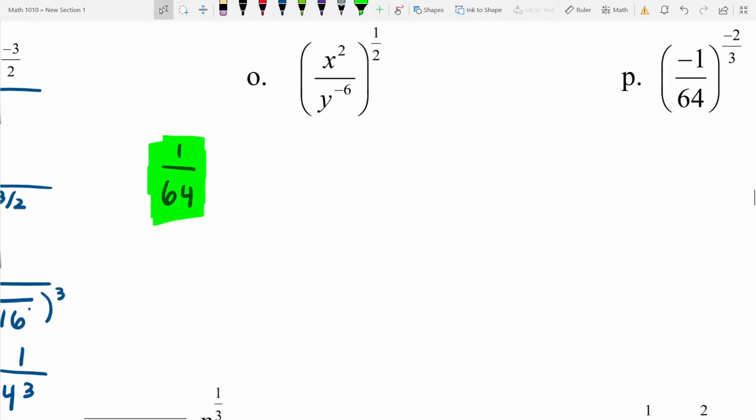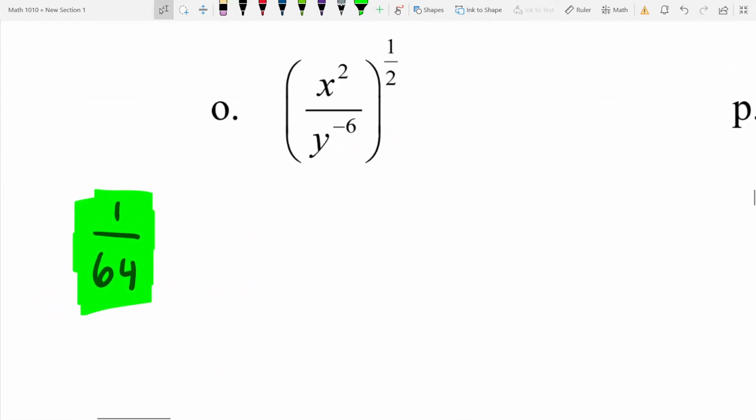Okay, here's O. Lots of different ways to do it. What I would do is I would take care of the ugliest thing first. What's the ugliest thing? I would bring that negative up. That's me. Lots of different ways to do it. Okay, so I would say that's xy to the 6th raised to the 1/2. This is last time's lesson. Power to a power rule.